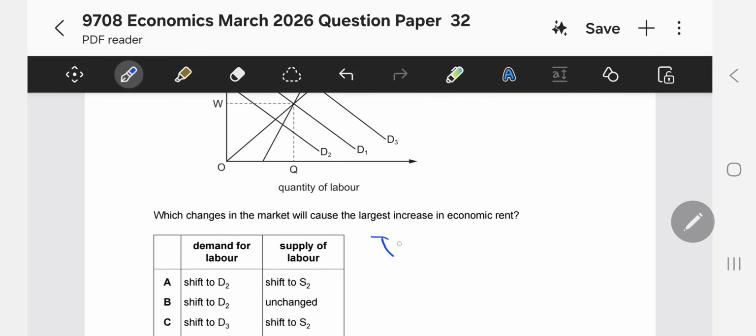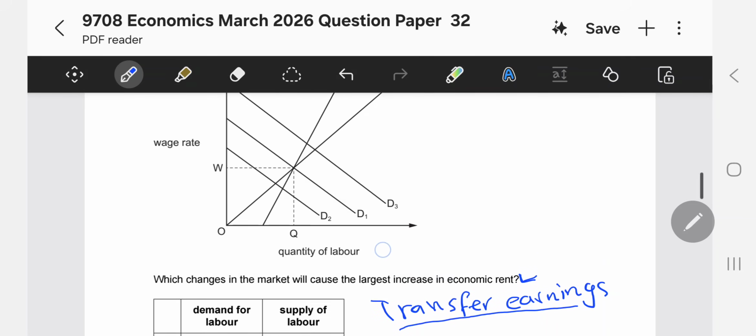I'm just going to write something here that you probably remember from your economics. It's called transfer earnings. Basically, this is the amount of money that a worker will accept to stay in a certain occupation, and if they get higher pay in another occupation they can leave. This area is below the supply curve, and this one is above the supply curve. So we want to make the economic rent the largest. We want the area above the supply curve to be the largest, so we need to increase the area above the supply curve.